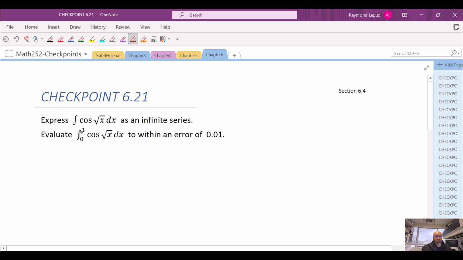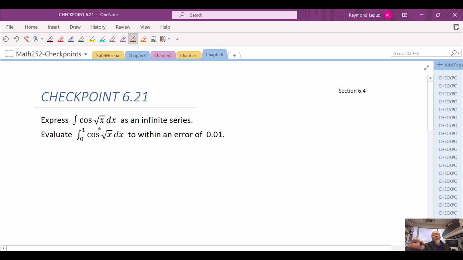So, one way people have dealt with this is with series, and then you can evaluate definite integrals and minimize the error, or have the error be as small as you need it to be. So in this case, they want the error within 0.01.